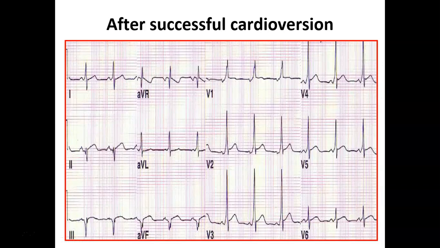So the patient was cardioverted successfully, and this is the ECG after the cardioversion. So the patient has R wave in V1 and V2, looks like right bundle branch block pattern. But if you look carefully, there is a short PR interval and slurring of the delta wave. So this is your type A WPW syndrome.